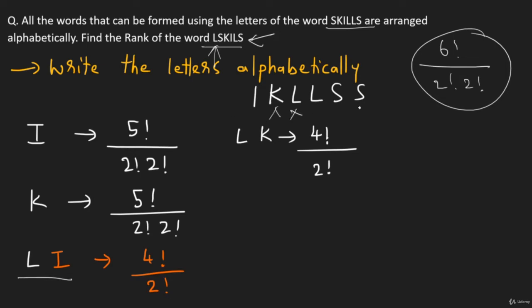We are left with 4 letters, 2 are of one type. So that's 4 factorial by 2 factorial. Alright, now we have finished the words that start with LI. We have finished the words that start with LK.